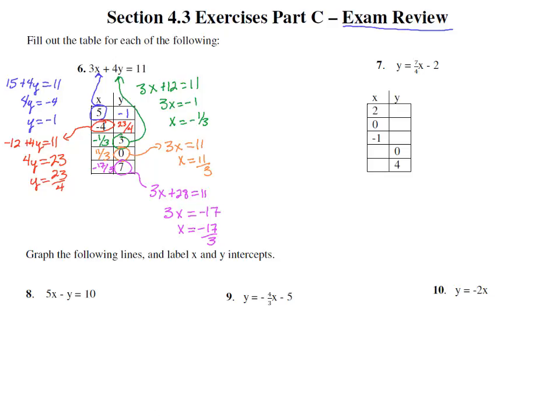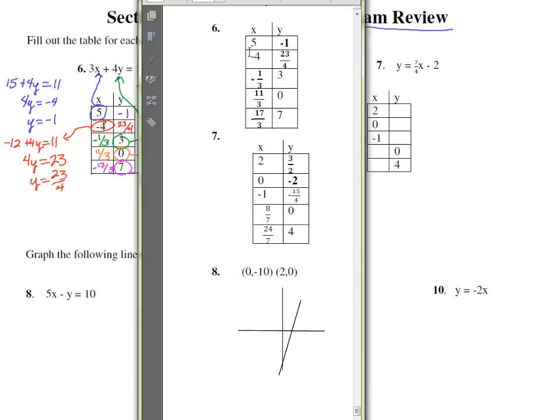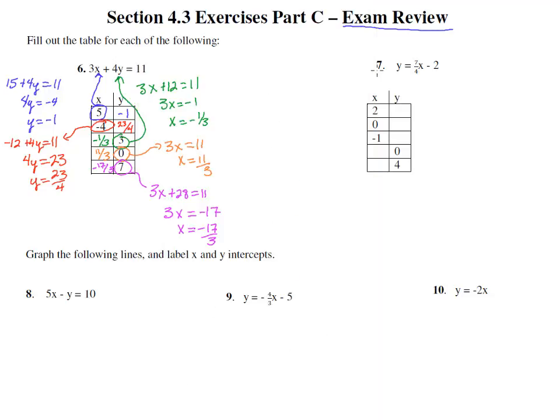Let's check our answer here. So we get 5, negative 1, 4, 23 fourths, negative 1/3, 3, 11/3, 3, negative 17/3, and 7. Excellent. So number 7, we're going to do the same thing, but it's written in slope-intercept form.